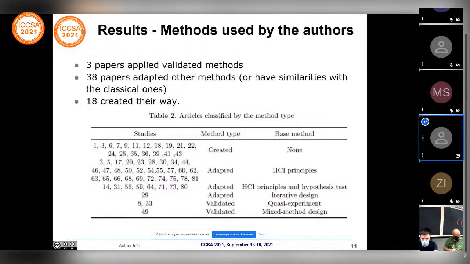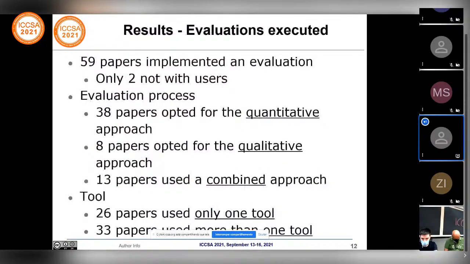Only 3 papers used a validated method to conduct the evaluation. 38 papers adopted other methods or have similarities with the classical ones. Commonly, they implemented human-computer interface principles. 18 created the method in their own way. 59 papers implemented an evaluation, only 2 not with users.